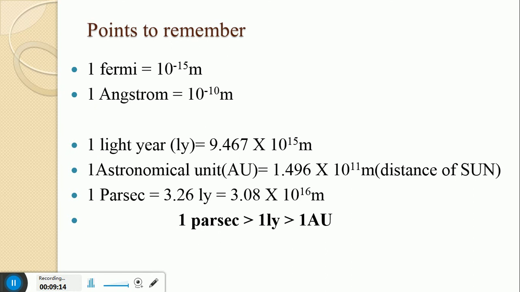And what are the most important points to be remembered? The most important point is that the fermi is represented by 10 raised to power -15 meter, which is the size of a nucleus. Angstrom is 10 raised to -10 meters.